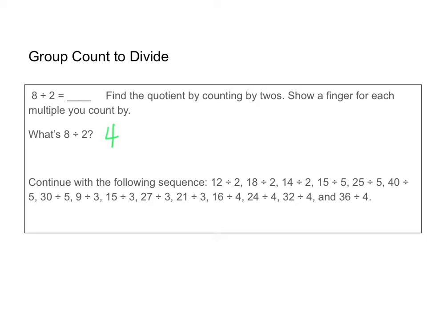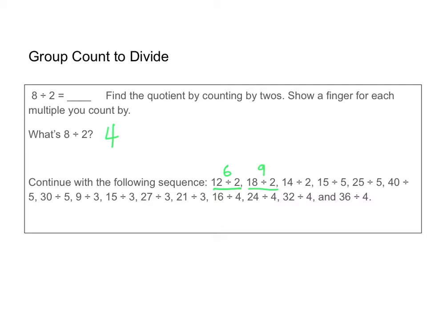So let's try it with the next numbers here. We're starting here with 12 divided by 2. So on your fingers, count to 12 by 2's. 2, 4, 6, 8, 10, 12. It gives you 6 fingers. So 12 divided by 2, or that's how many times you'll take 2 into 12, is 6. 18 divided by 2. 2, 4, 6, 8, 10, 12, 14, 16, 18. Well, that gave me 9 fingers.